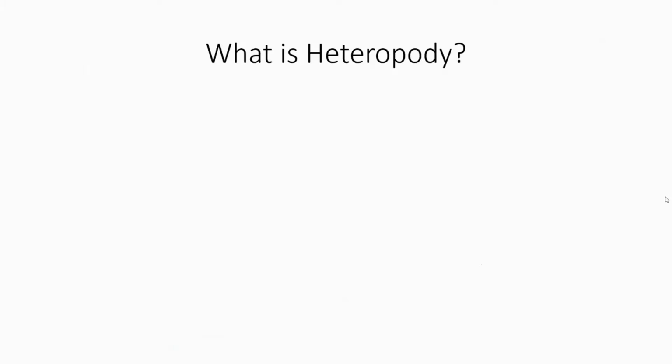So what is heteropody as a concept? Heteropody is just a word for the phenomenon of foot size difference between the manus and the pes, the forefoot and the hindfoot.